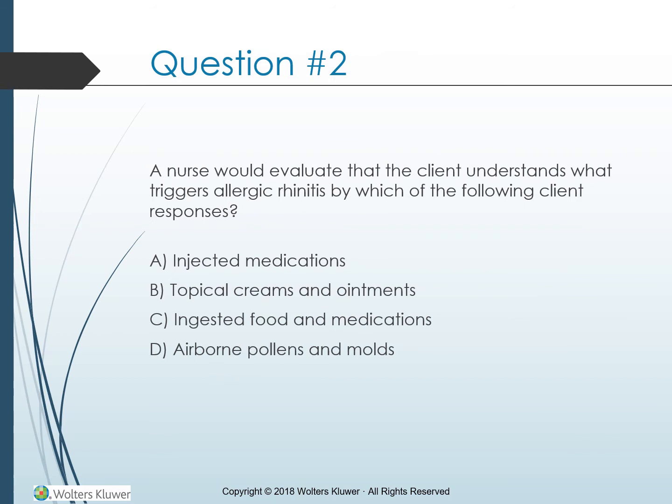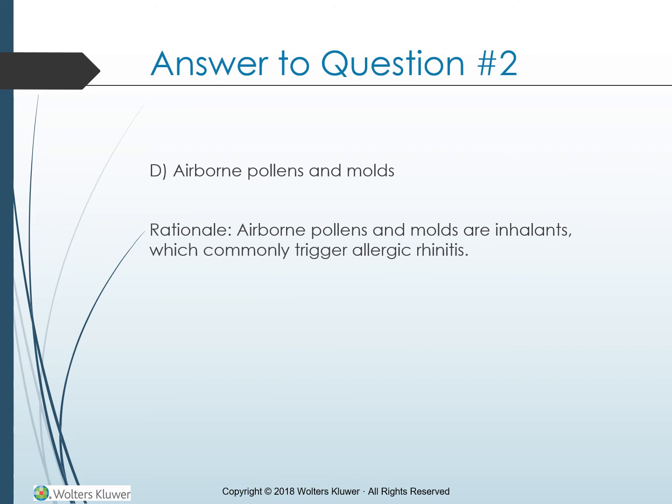Question. A nurse would evaluate that the client understands what triggers allergic rhinitis by which of the following client responses? A. Injected medications. B. Topical creams and ointments. C. Ingested food and medications. Or D. Airborne pollens and molds. The answer to the question is D. Airborne pollens and molds. Airborne pollens and molds are inhalants which commonly trigger allergic rhinitis.